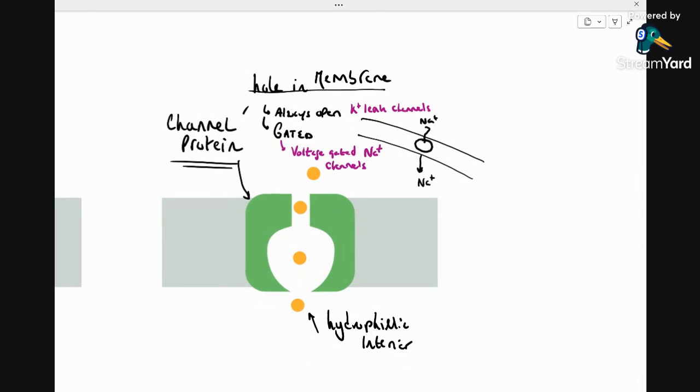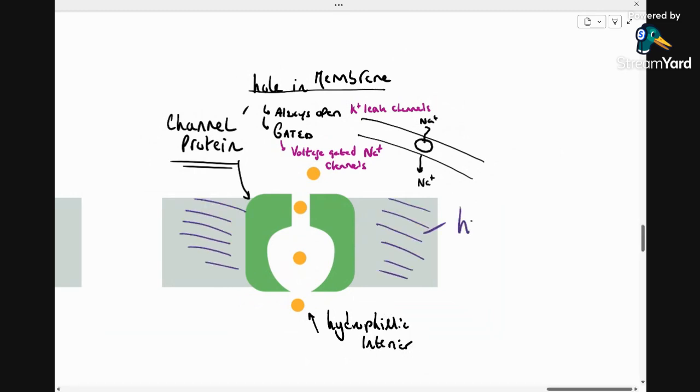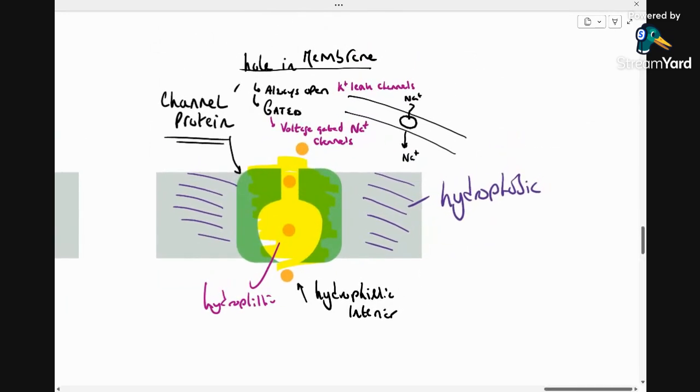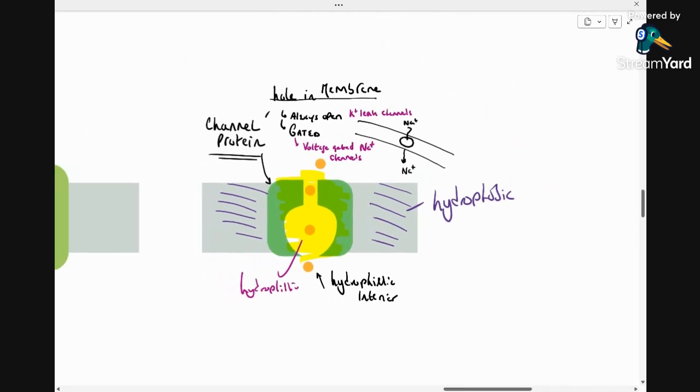So just to be clear on this, all of this region here is hydrophobic, as we know, but this protein now creates a hydrophilic channel within the membrane here. That allows passage of things like ions, glucose, water, and so on, through.